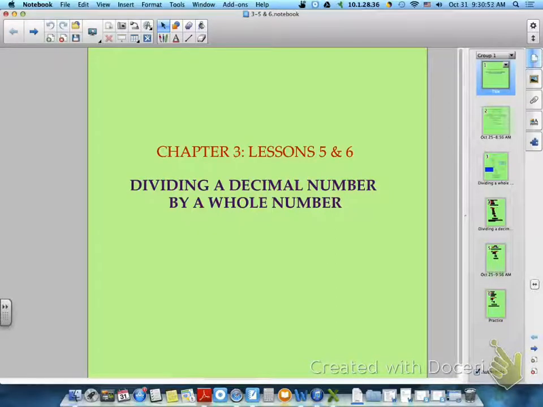Wait, is it recording? All right, 3-5 and 6, dividing a decimal number by a whole number.